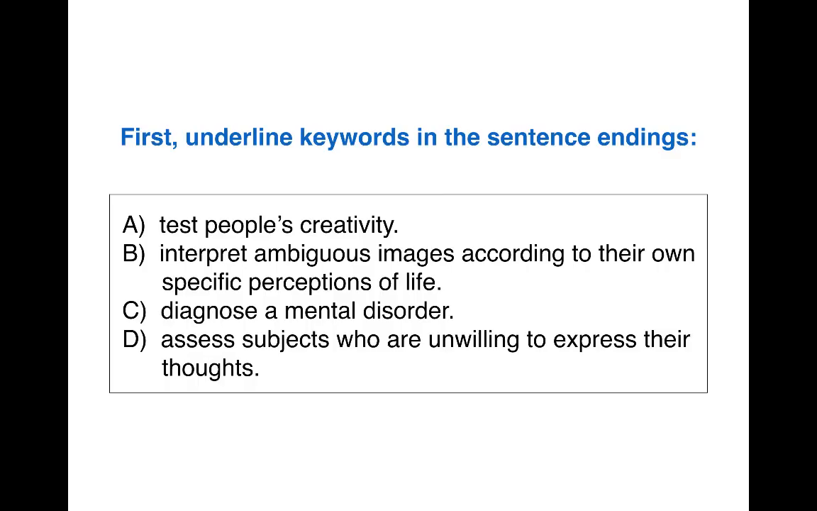So, A, test people's creativity. B, interpret ambiguous images according to their own specific perceptions of life. C, diagnose a mental disorder. And D, assess subjects who are unwilling to express their thoughts. The main reason to underline these keywords is so that we can see a clear difference between the 4 sentence endings that we've got here. There's a big difference between these 4 choices, and that will help us when we come to match the best one later.